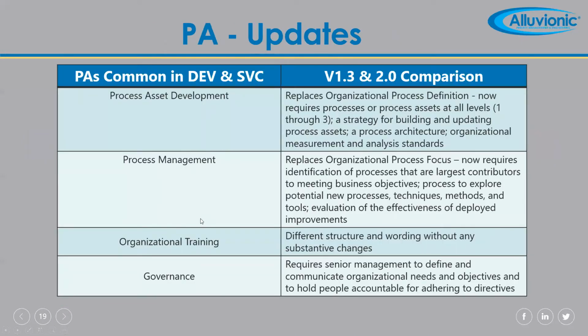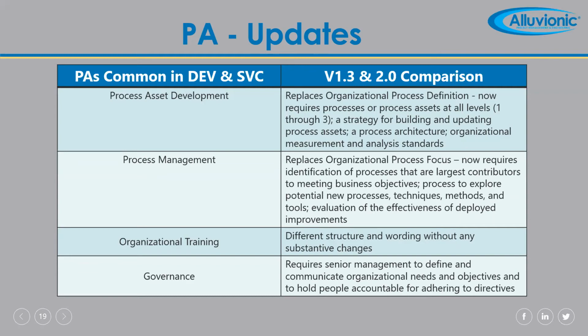So here now I'm just going to go through one by one and look at what the updates were and what the critical changes were. If you were a V1.3 appraised organization, this is what you're going to have to change in your current processes in order to be able to pass a V2.0 appraisal.